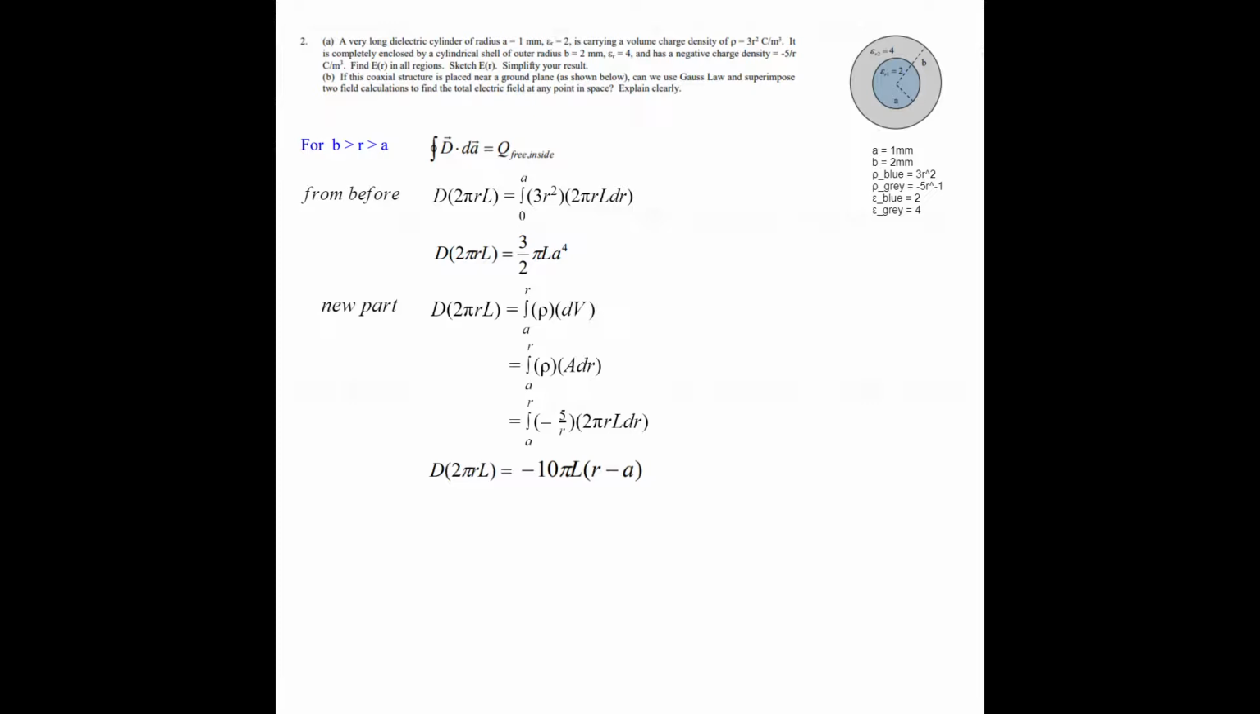So we plug those in, then we do the integral, and we get D 2 pi RL equals -10 pi L times R minus A. So now we put those together. We get the part from before and we get the new part. And we set those equal to D 2 pi RL. I'll give you a moment to look at it.